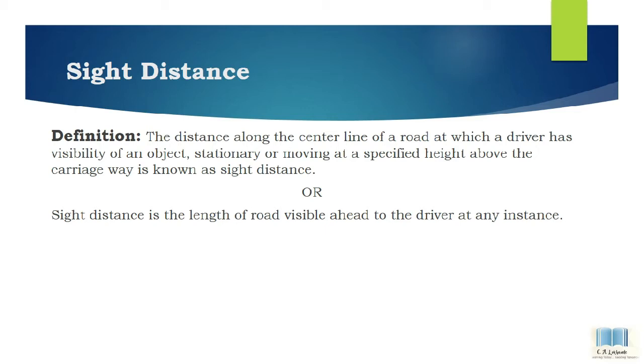That is, when we are traveling on the road or driving a vehicle, the distance which can be seen by the driver's eyes is the sight distance. Then, sight distance is the length of a road visible ahead to the driver at any instance. It means the length of road which is visible to the driver at any instance is sight distance.